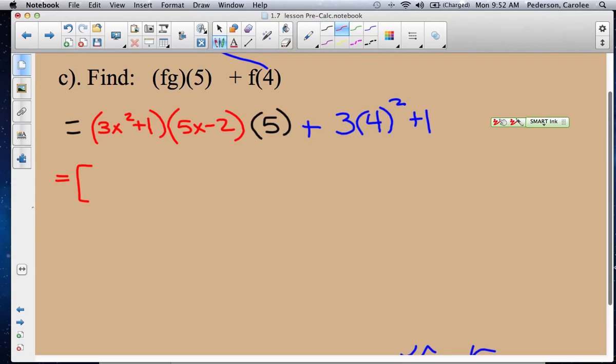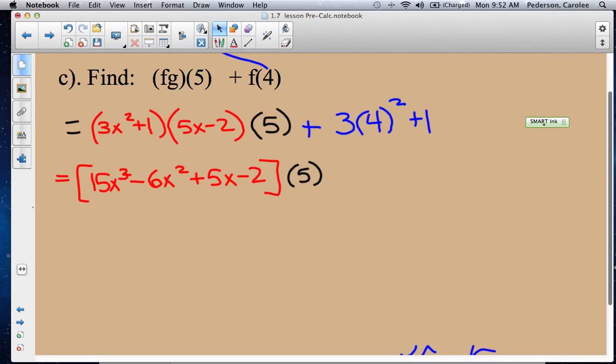So 3x squared times 5x is 15x squared. 3x squared times negative 2, negative 6x squared. Should be cubed. 1 times 5x, 5x. 1 times negative 2 is negative 2. So what we've done in the red there is we FOILed the two binomials together.